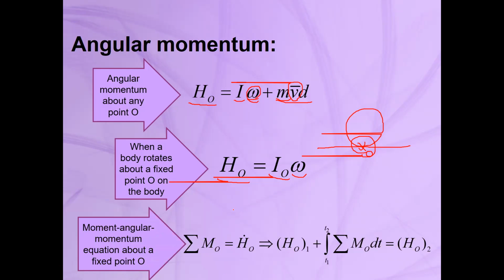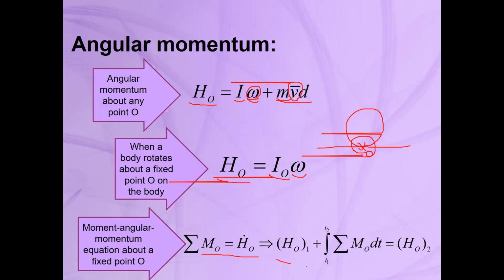And finally, the angular momentum equation about point O. If you want to extract this equation in the first form using Newton's second law, as I told you, the moment about O is equal to H dot O, which in fact is I_O, the mass moment of inertia about O, times alpha. Instead of omega, we will have alpha. And this is the equation that we used in the previous section.